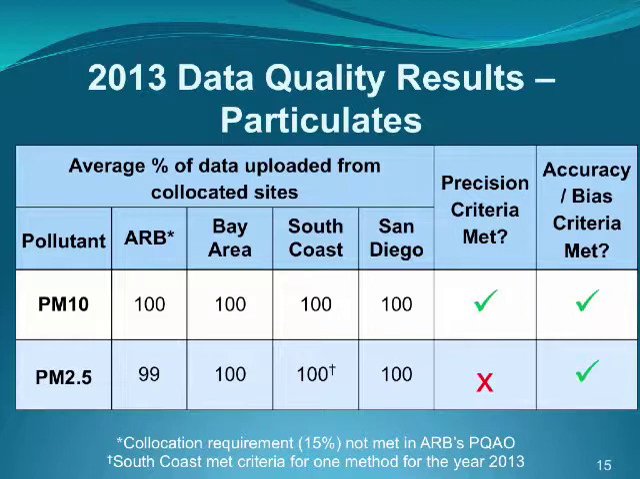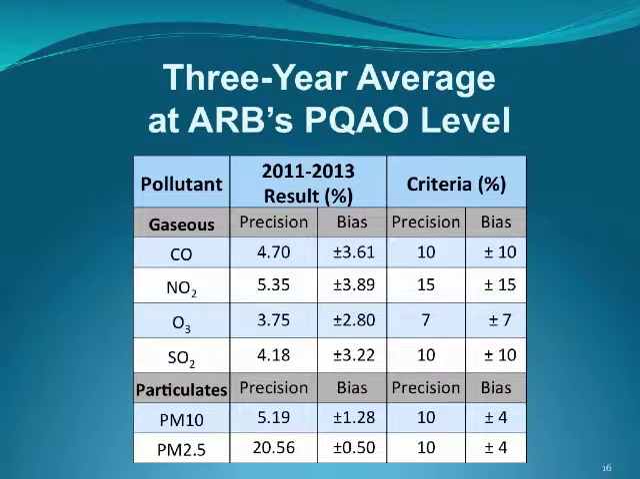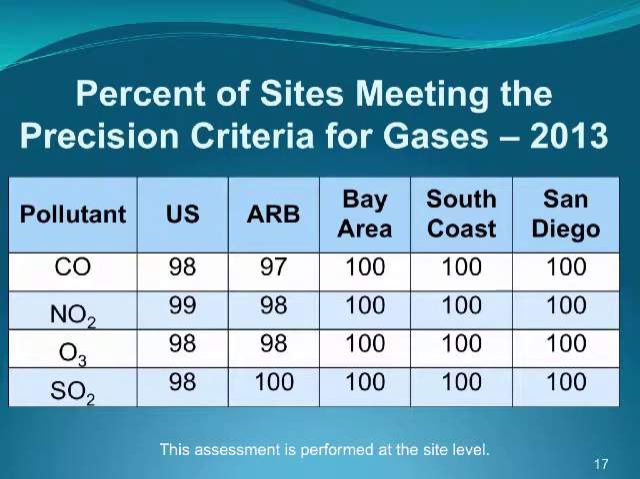So this led us to look further. Is this something unique for the year 2013, or is this something we see with the other previous years? So we looked at the 3-year average, and as you can see, for gases, for all 3 years from 2011 to 2013, we're not having difficulties meeting federal criteria. But for PM2.5, it's a different story, where we're exceeding EPA's criteria for precision at 10%, while our past 3 year average is 20.56.